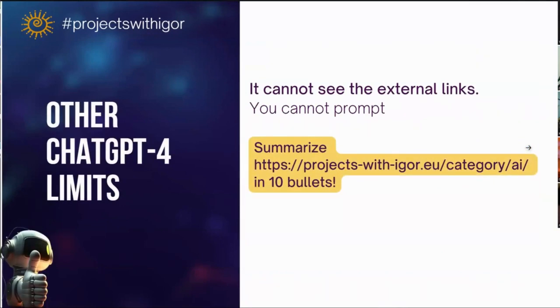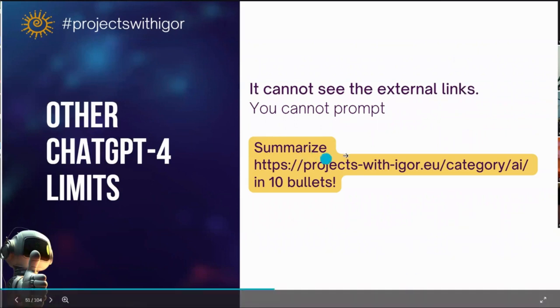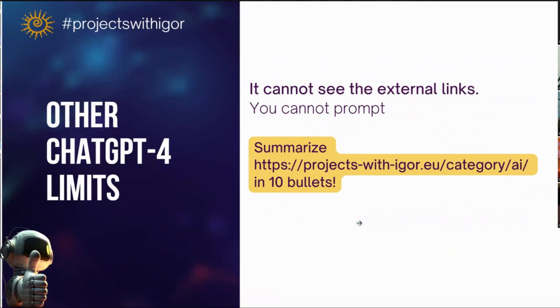What artificial intelligence cannot do is see external links. So you cannot say in the prompt, summarize this page in 10 bullets, because the system cannot go on the internet, get the information, and put it back. Whatever it does, it does with its current knowledge. The current ChatGPT 4 has all the information up to September 2021.